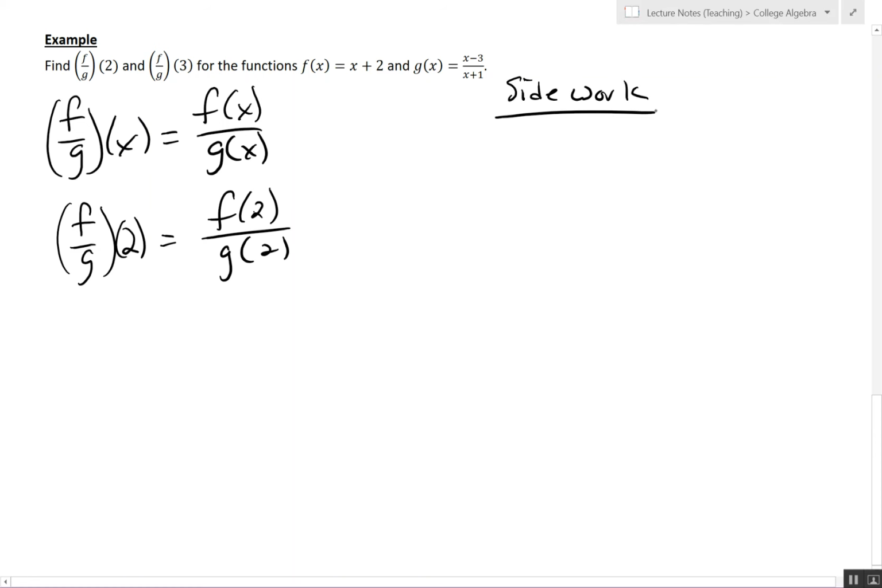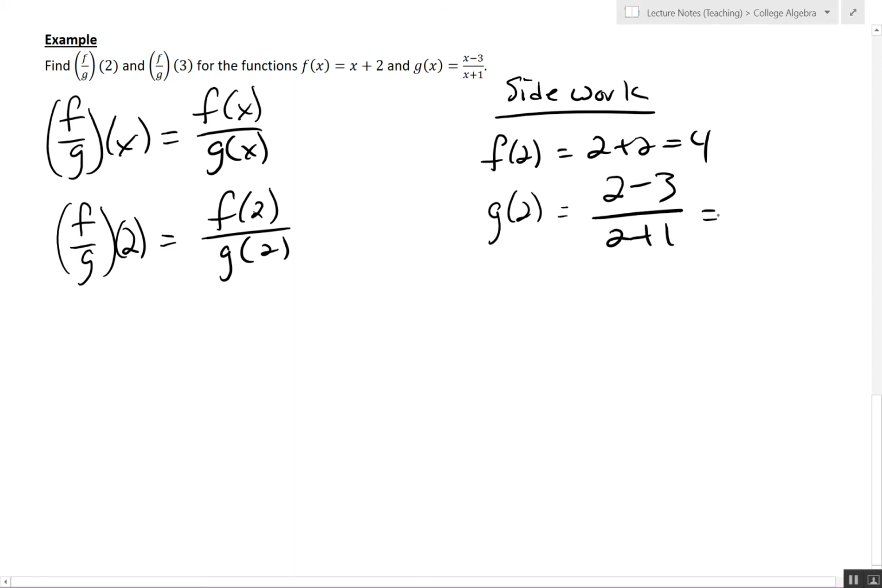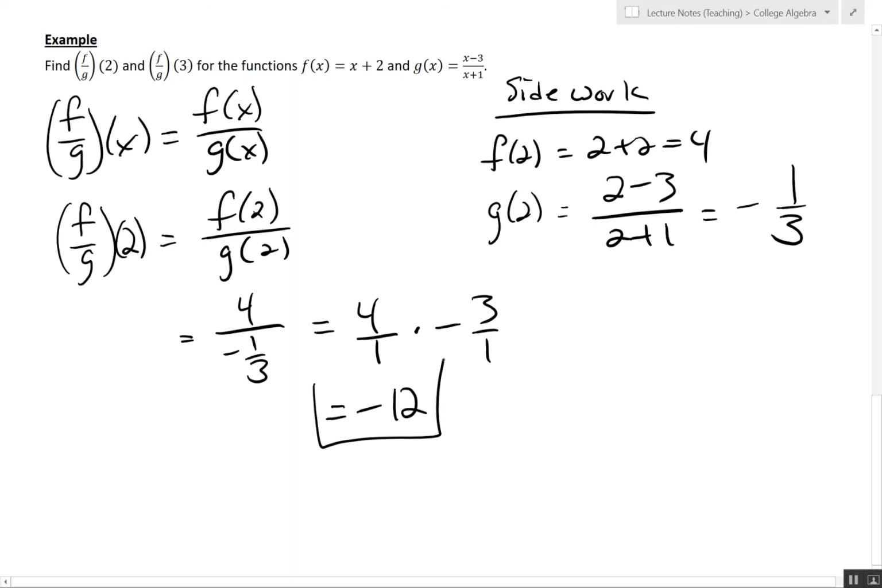So for side work, well, f of 2 is just going to be 2 plus 2, which is 4, by substituting 2 in here for x. And then g of 2, well, everywhere we see an x, we put in a 2, so we'll get 2 minus 3 over 2 plus 1, which gives me a negative 1/3. So this is going to be equal to 4 divided by negative 1/3. And then we're going to flip and multiply. This will be 4 over 1 times negative 3 over 1. And this gives me a negative 12.